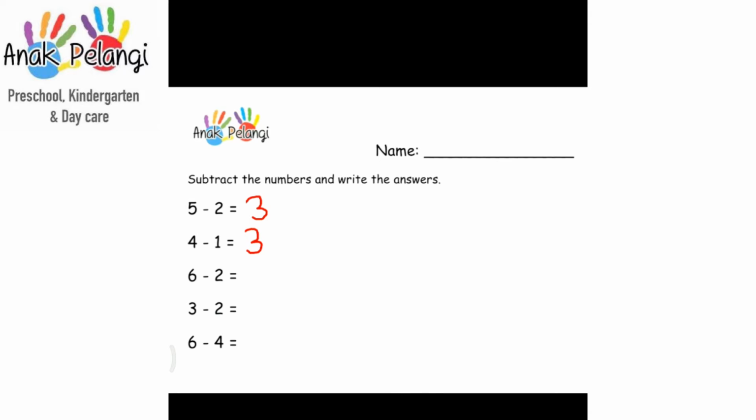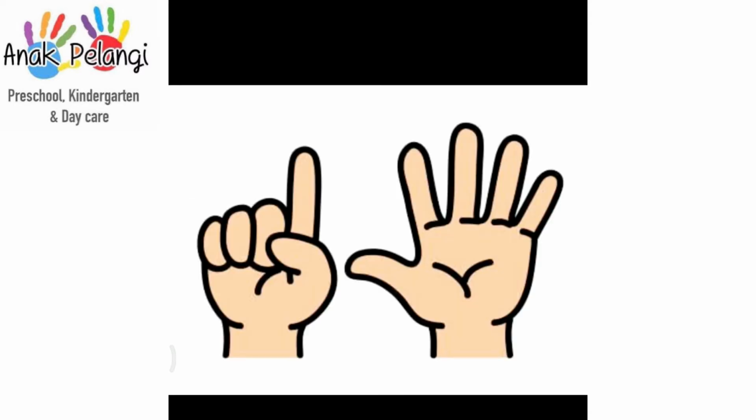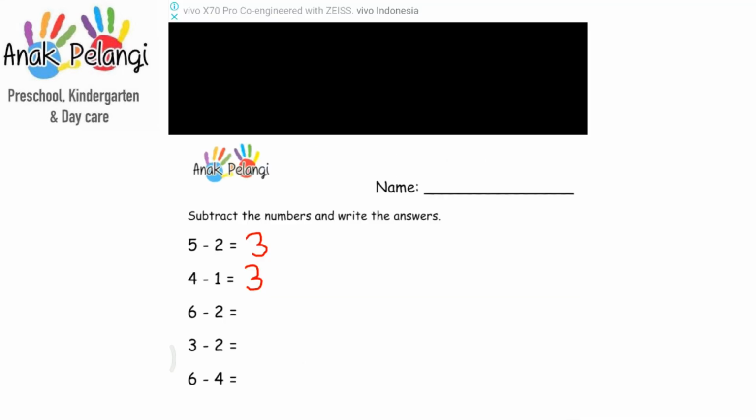Next, 6 minus 2. Count 6. Minus 2. 1, 2. How many do you have left? 1, 2, 3, 4. 6 minus 2 is equal to 4. Write 4.